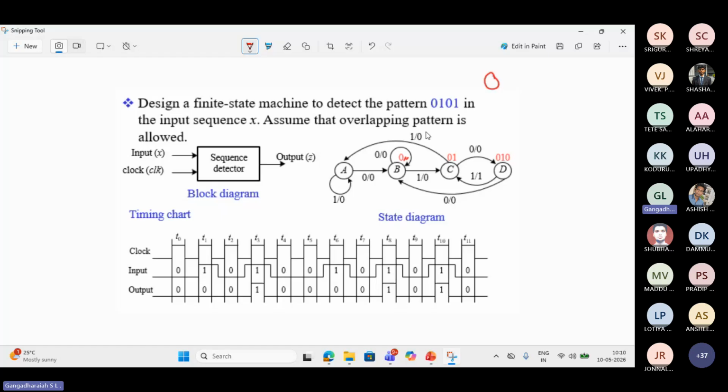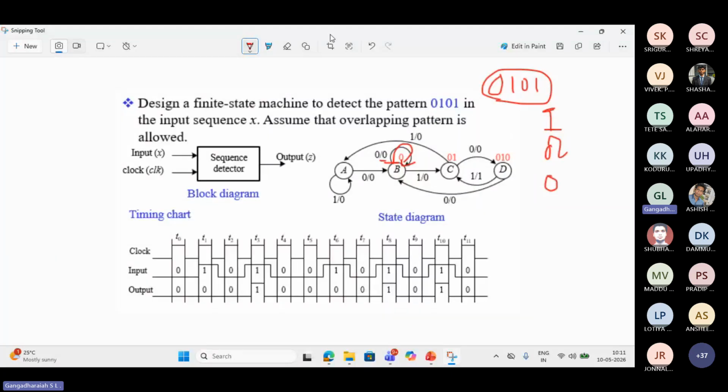Now let us say I have detected 0. My next valid bit is supposed to be 1. If 1 comes, I go to the next state C. If 0 comes again, I remain in the same state with output 0. So the question is, if the 0101 sequence is detected, my output should be 1, else my output should be 0. For all other bit patterns, the output should be 0. Only for the bit pattern 0101 should my output be 1.